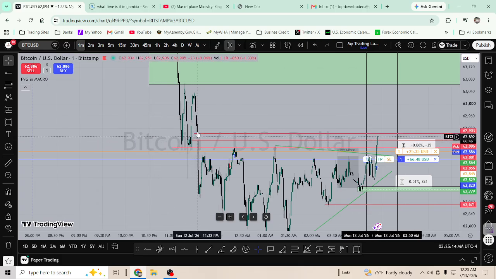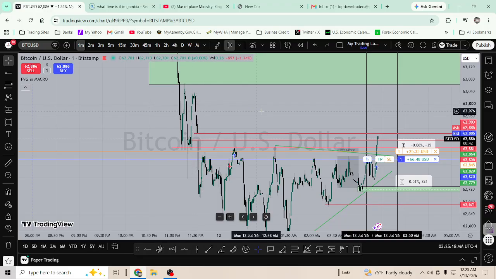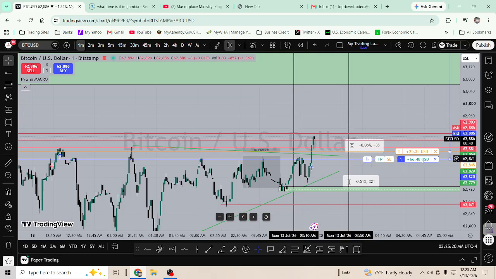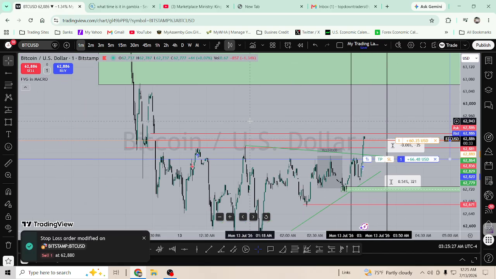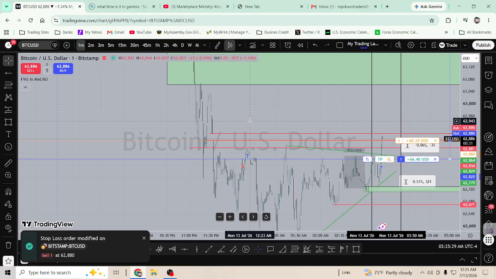It's trying to fill that gap. There's another gap up here. We may even hit that target, but I'm going to go ahead and close. I'm going to lock in some profits right here by moving this up. So $60 are locked in despite what happens.